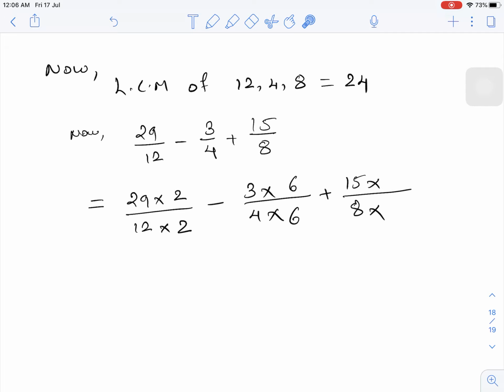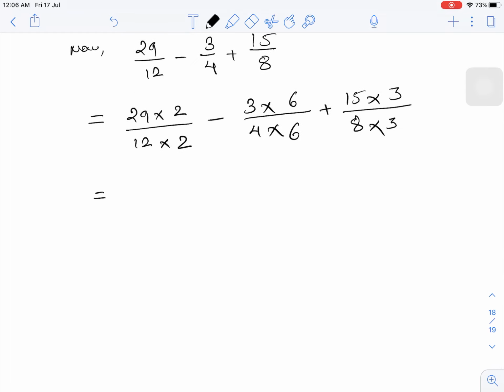Now we have the last number 8. How to make it 24? So for making it 24, we will multiply it by 3, so the numerator will also be multiplied by 3. Okay, so next step you will get, numerator to numerator multiplication and denominator to denominator multiplication. So now what you will get, 29 twos are 58 upon 24 minus 3 sixes are 18 upon 24 plus 15 threes are 45 upon 24.